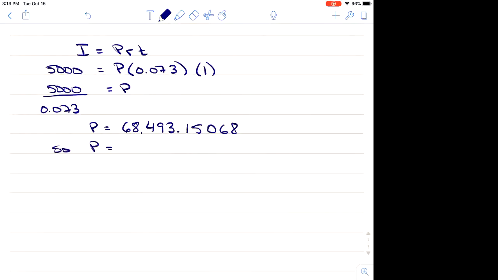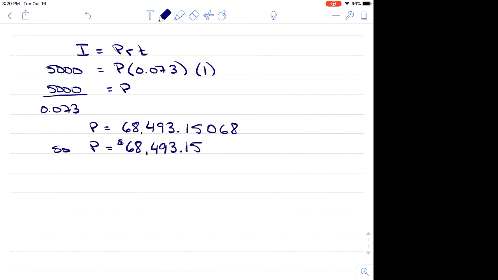So P is the principal amount that we've deposited, and so it has to be money. I give you all the decimal places just so you can check your calculator, make sure it's doing what it should. But for P, if you go straight to just 2 decimal places, that's fine. As soon as we're talking money, you can just narrow it down to 2 decimal places right away if you want to. So we have to have $68,493.15 initially, invested for 1 year at 7.3%.